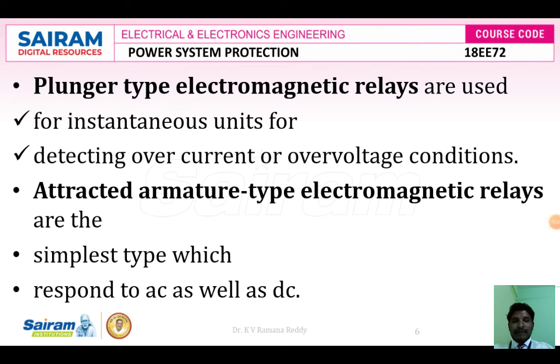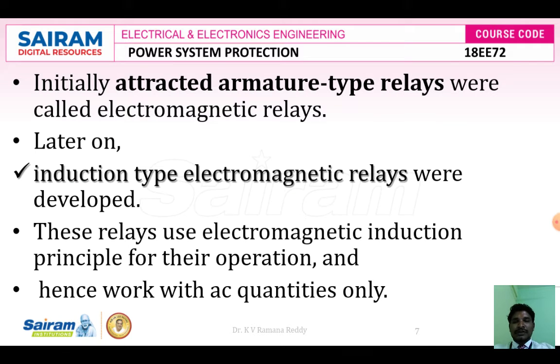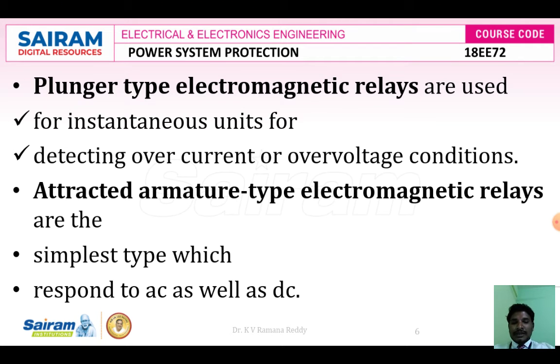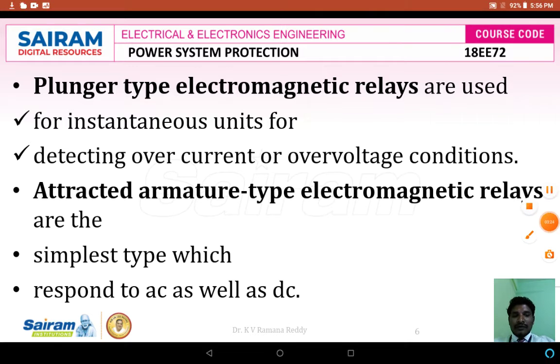Plunger type electromagnetic relays are used for instantaneous units for detecting overcurrent and overvoltage conditions. Similarly, attracted armature type electromagnetic relays are the simplest type, which respond to AC as well as DC, because if you give either AC supply or DC supply, the electromagnetic mechanism exists. That's why they work with both AC and DC power supply.